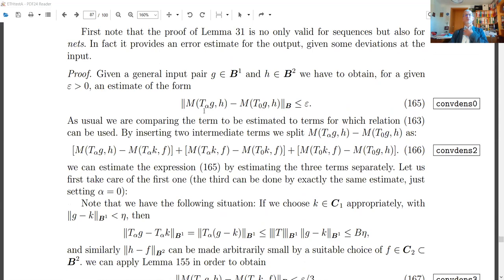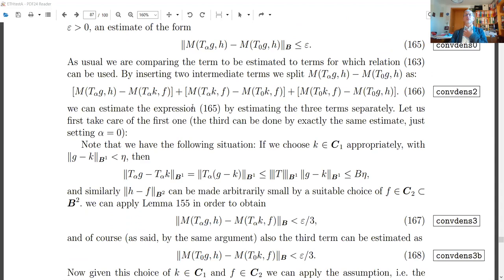And you would like to know whether, if you give me G, H and ask me to measure the error in the B norm and to have the error at most epsilon, whether I can achieve it by just choosing the parameter alpha big enough. And of course, what we do is we are saying, okay, this would be okay if you look at the middle term. If you would replace the G by an element from the dense subspace K, if you would replace the H by some element F, and there you could go with alpha to the limit and replace T alpha by T zero. So what are the kind of double triangle inequality or so?